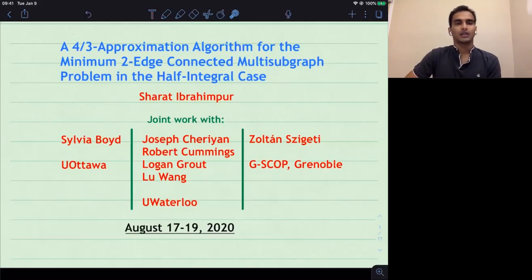Welcome everyone. Today I'll be giving a talk on a four-third approximation algorithm for the minimum two-edge connected multi-subgraph problem in the half-integral case. This is joint work with Sylvia Boyd from U Ottawa, Joseph Cherian, Robert Cummings, Logan Kraut, and Lou Wong from U Waterloo, and Zoltan Szigeti from Grenoble in France.